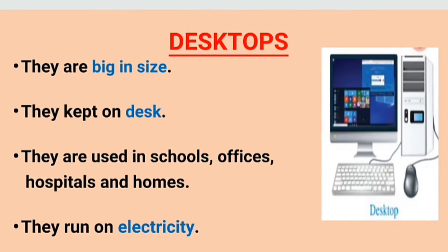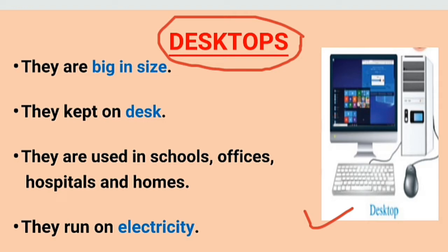So the number one type of computers is desktop. Here in this figure, you are watching that 4 different parts of computers are there. That is monitor, CPU, keyboard and mouse. So when we are connecting all these parts with the help of wire, then it makes desktop computers.